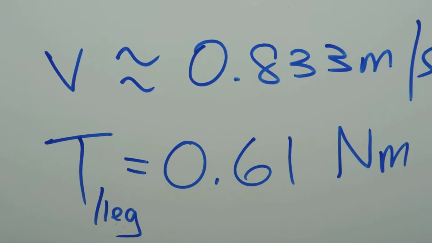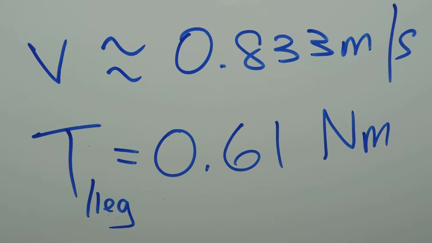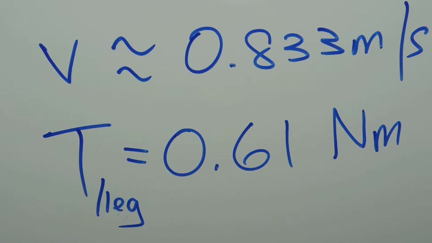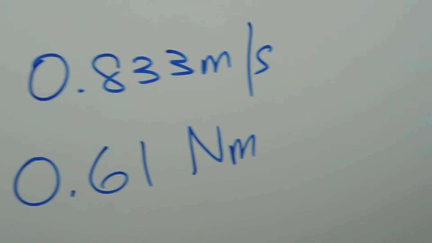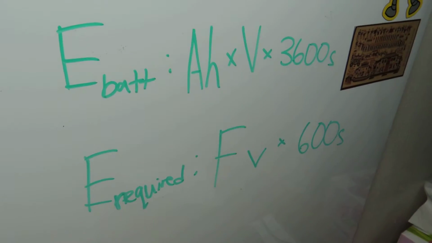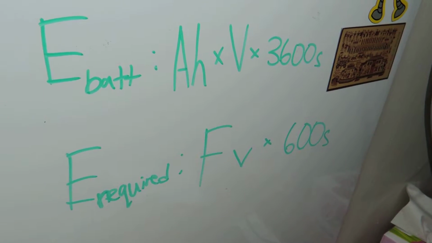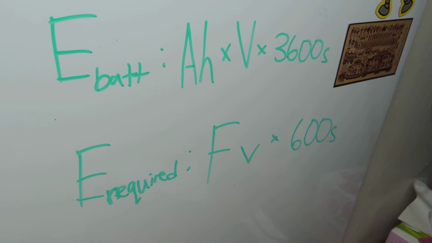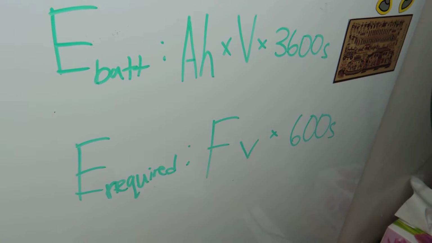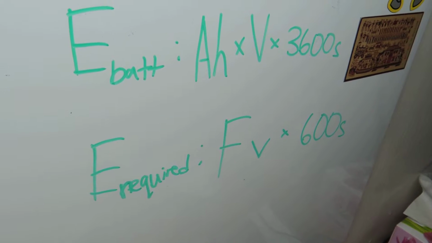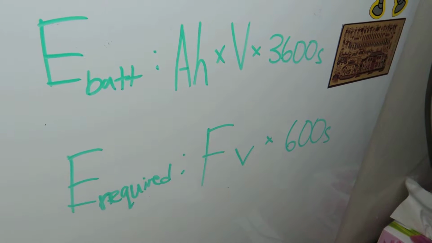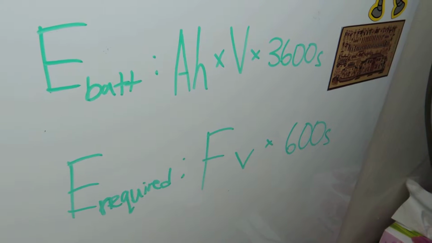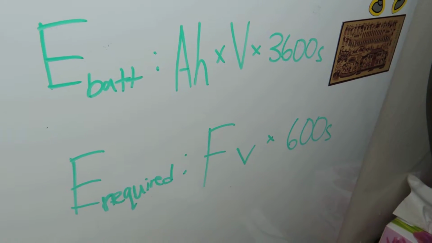Okay, now let's go on to how we can calculate the energy needed from the battery and the energy that we need. This is how we calculate the energy of the battery: Ah times V times 3600 seconds, which is equivalent to 1 hour. And the energy required is force times velocity times 600 seconds, which is equivalent to 10 minutes.